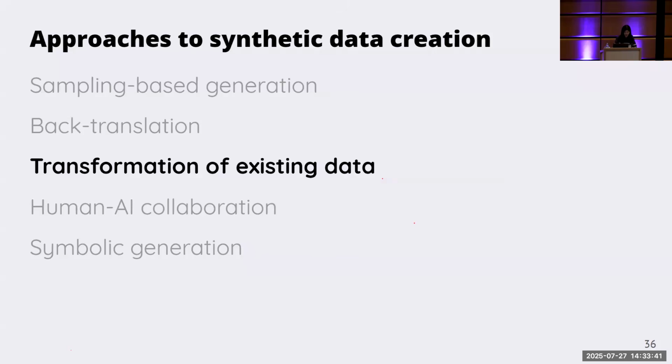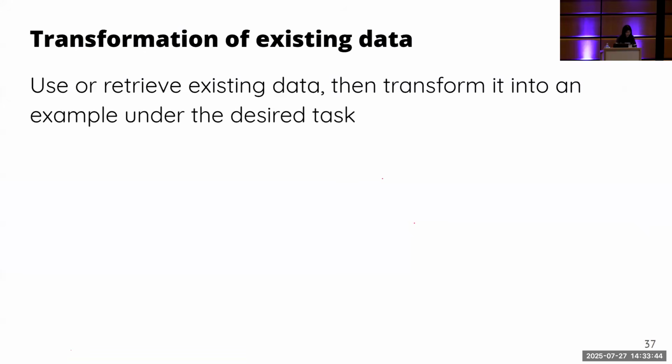Okay, so now I'll talk about a transformation of existing data. Here, the idea is that we will use or retrieve existing data, then transform it into an example under the desired task. This is very similar to back translation, but now we're making it a bit broader. In back translation, we always fix the output, right? We said this is the output, it's fixed, and we want to generate an input corresponding to the output. But more generally, you could imagine giving the model the flexibility to reshape both the input and the output. So transformation also allows us to take advantage of existing data in their available forms to then produce data in the desired form.